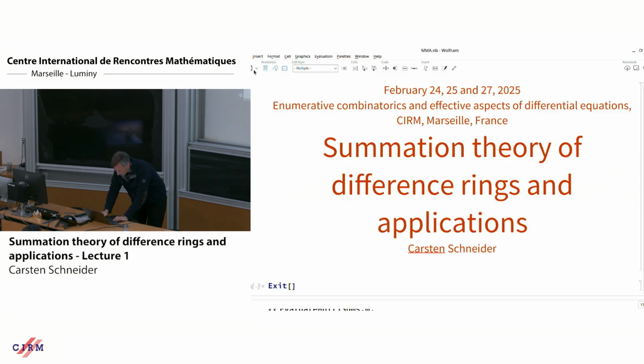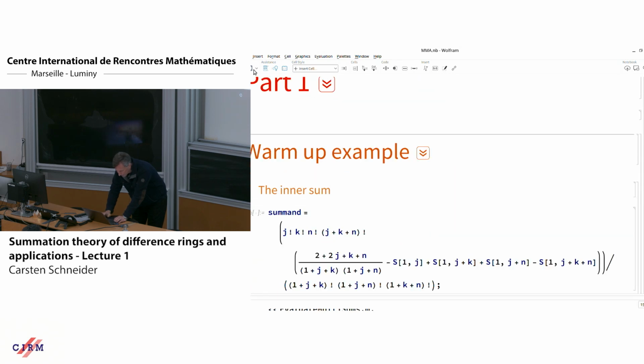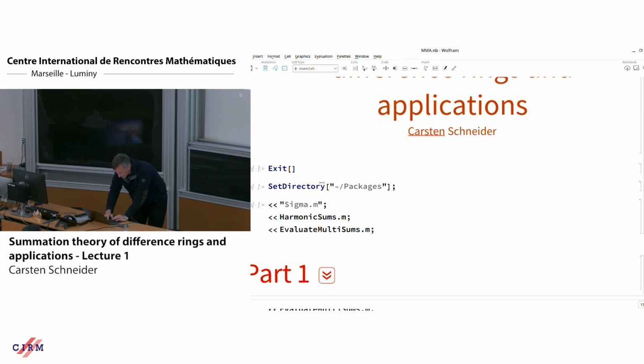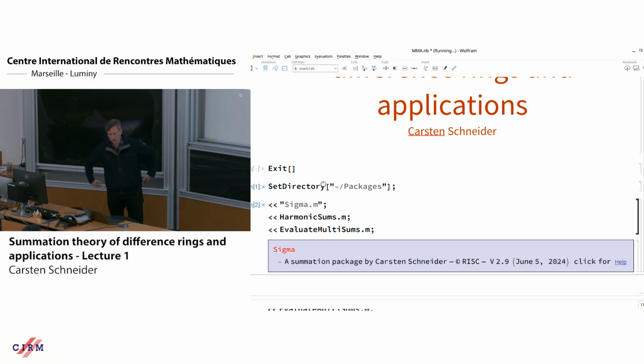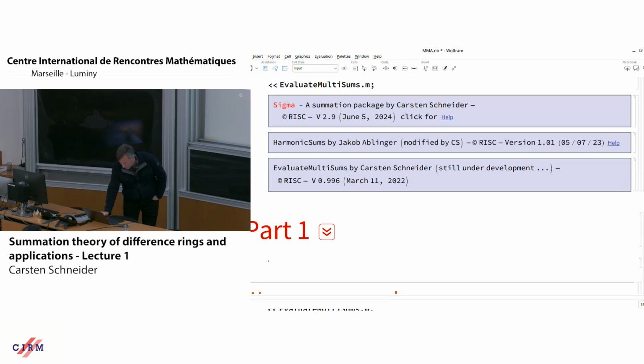So let's do this online. So I load in the package Sigma. I will load also into it the package HarmonicSums. I will give a little comment later. This is specialized for dealing with nested sums that arise in physics, which I love to use. And later I use also the package EvaluateMultiSums. But Sigma in the moment is the main tool.